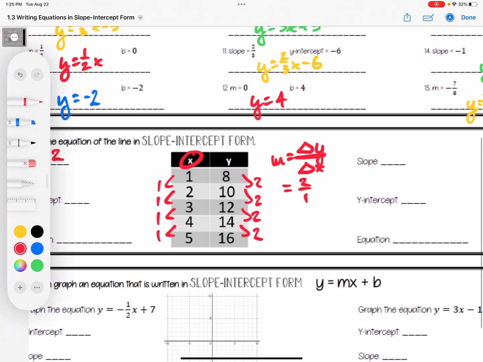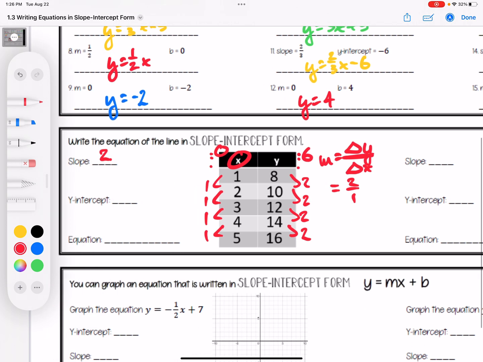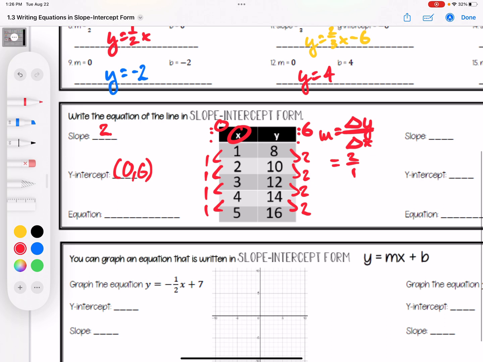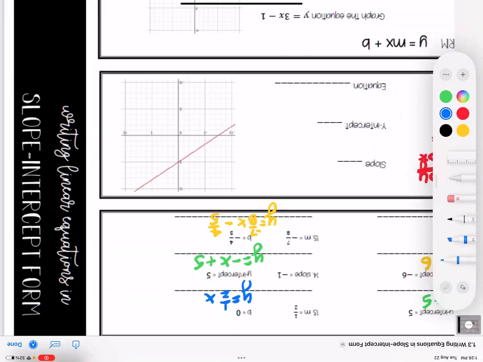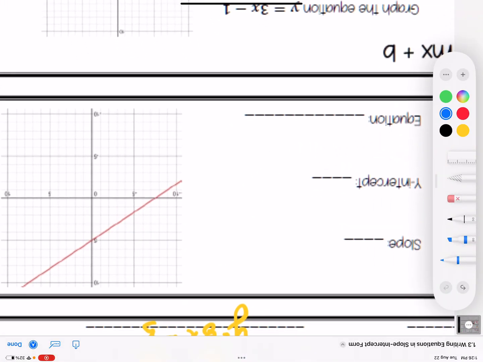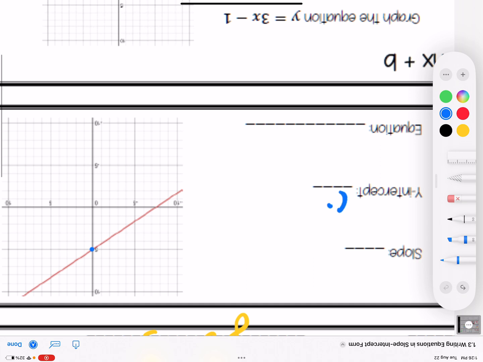For the y-intercept, it's not listed in the table, but I know if I followed things up, I could see that I'm at 6 for my x equals 0. So my intercept is at 6. So the equation is simply y equals 2x plus 6. Okay? If I have a graph, I can figure out what the equation is just from the graph. Just like we always want to pick our y-intercept first, I can see it's at 5. So my y-intercept is at 5.